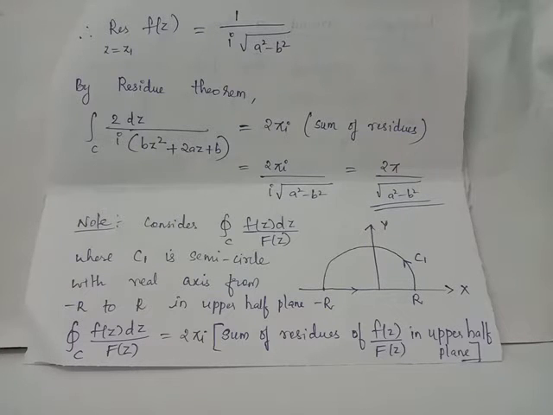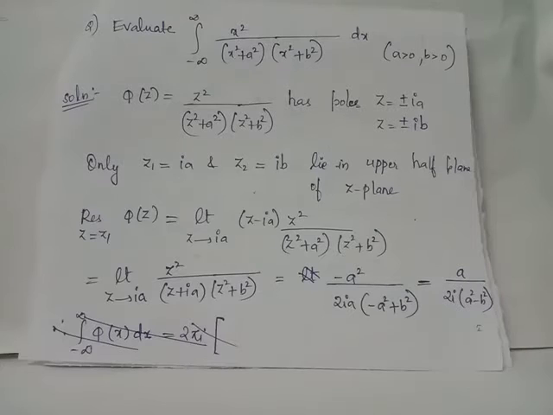That is 2 pi i times the sum of residues of the poles obtained for the function f(z) upon F(z) in the upper half plane. If you let R be very large, then negative R to positive R is replaced by negative infinity to positive infinity, and we have the integral from negative infinity to positive infinity of f(z) dz upon F(z) equals 2 pi i times the sum of residues of poles of the function f(z) upon F(z) in the upper half plane.